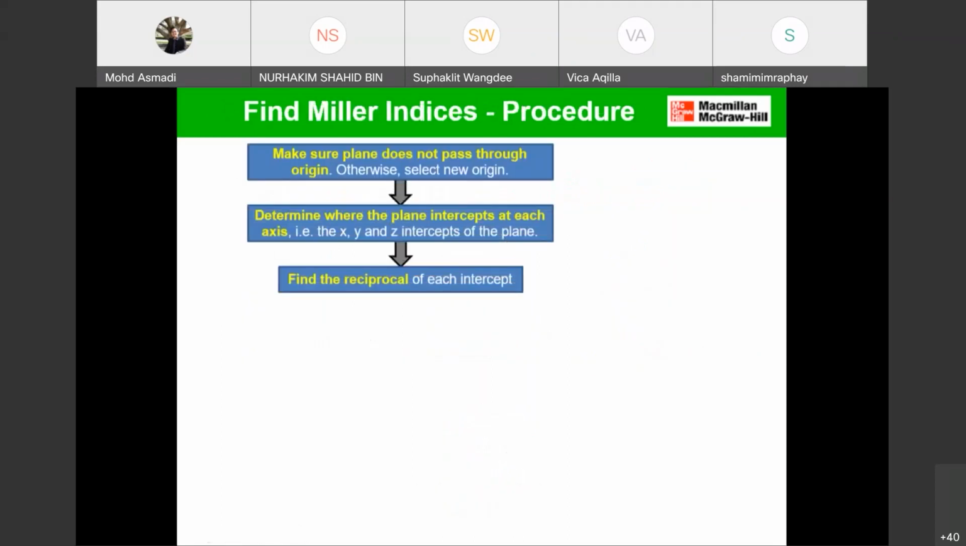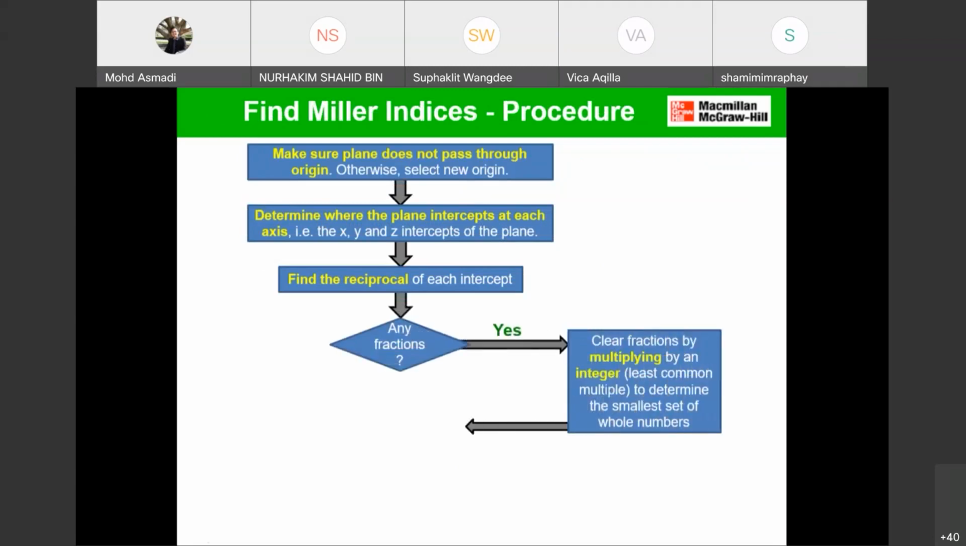Find the reciprocal of each intercept. Reciprocal is 1 divided by that number. Okay, that particular number, the position. Any fractions, clear the fraction by multiplying by the integer, to determine the smallest set of whole numbers. If not, please check whether it is negative or not.